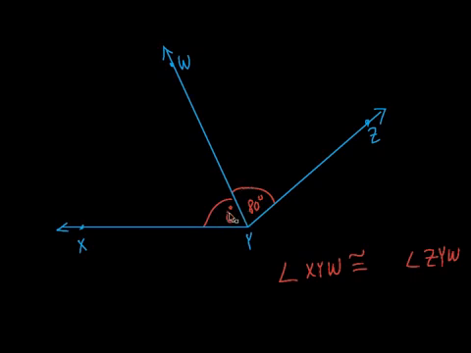What if I didn't even know that they were both 80 degrees? What if I didn't know either one of them? But all I saw was this little arc and this little arc. That automatically means these two angles are equal to each other.